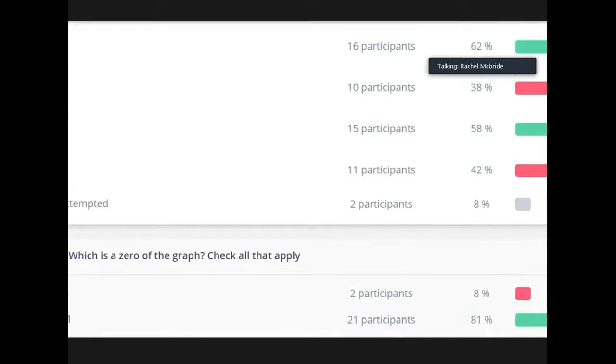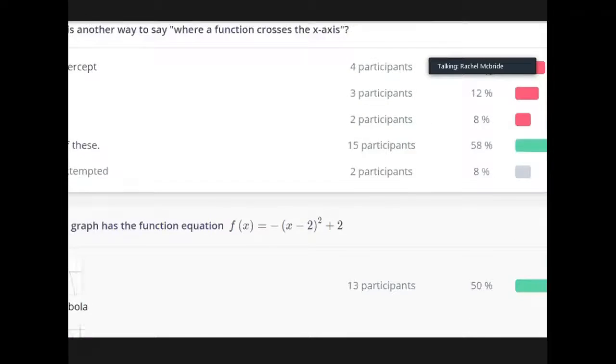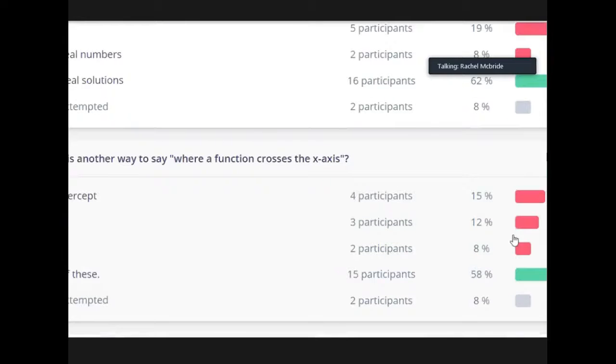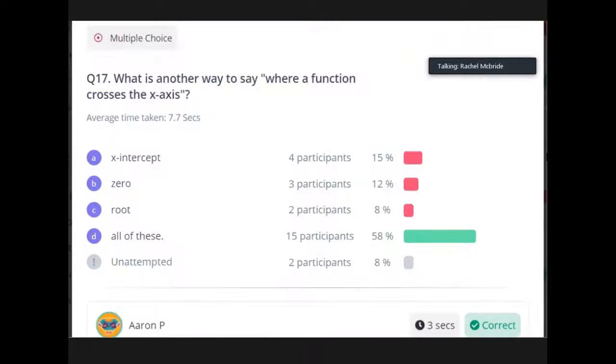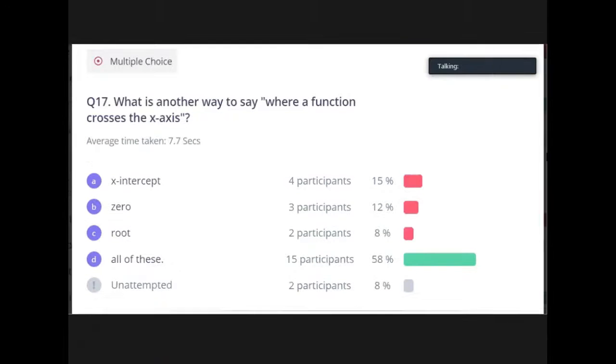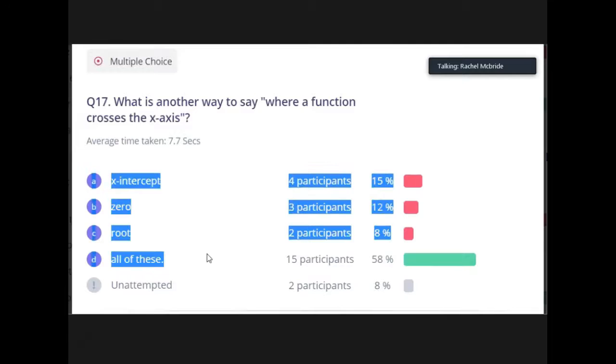Okay, and then here we had an 80% accuracy. We did that 50. This one was a 58%, so let's talk about this in terms of vocab. So it says, what is another way to say where a function crosses the x-axis? So the correct answer was all of those.